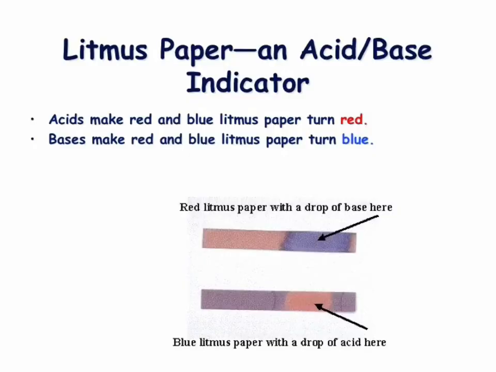Litmus paper, we talked about that. Litmus paper changes color. There's red, blue. If it's red and we put something on it and it stays red, what type of solution is it? Acid. If it turns blue, it's a base. If we have blue litmus paper and it stays blue, it's a base. If it turns red, it's an acid. Okay.